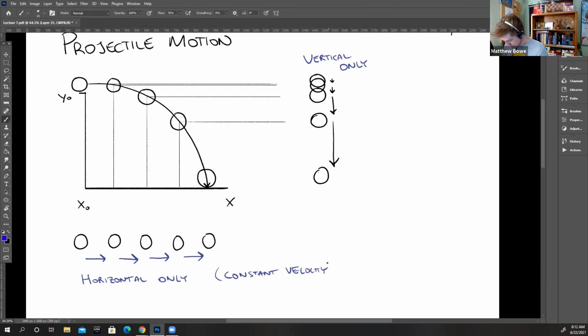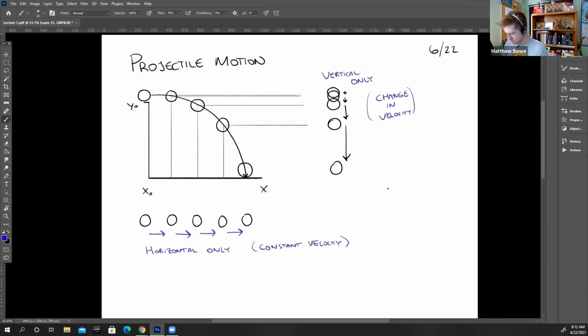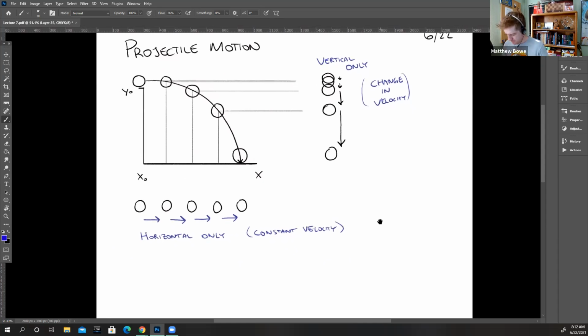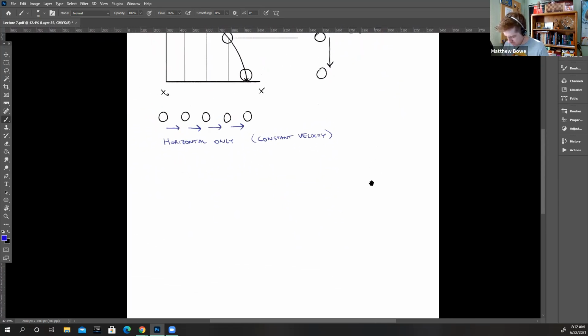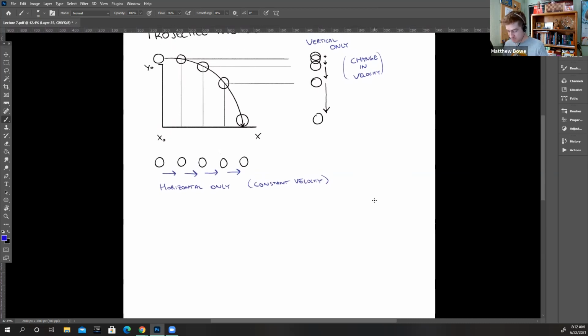And for that vertical component, there was a change in velocity. We saw at equal time slices, the ball is moving quicker and quicker. So there is a change in velocity. Okay. Let's move on. Let me try to keep that in frame still.